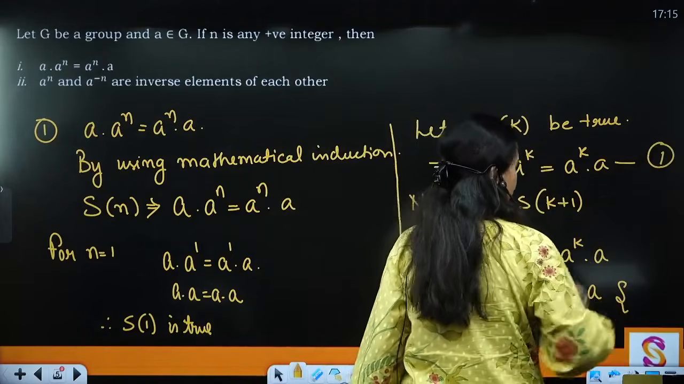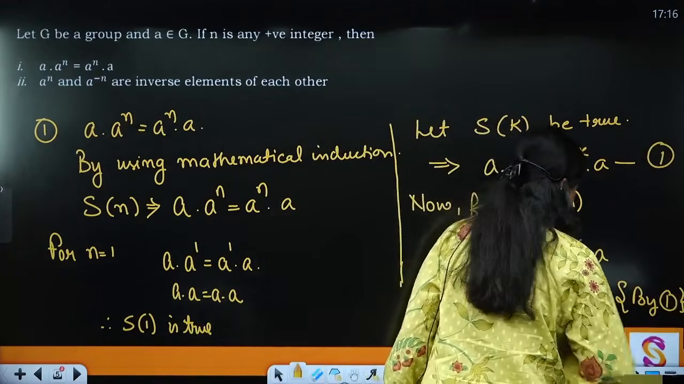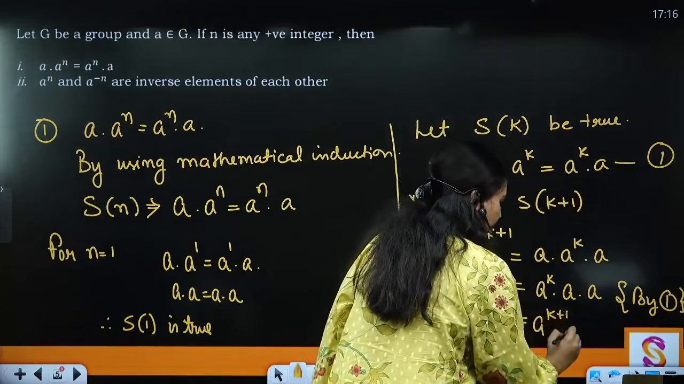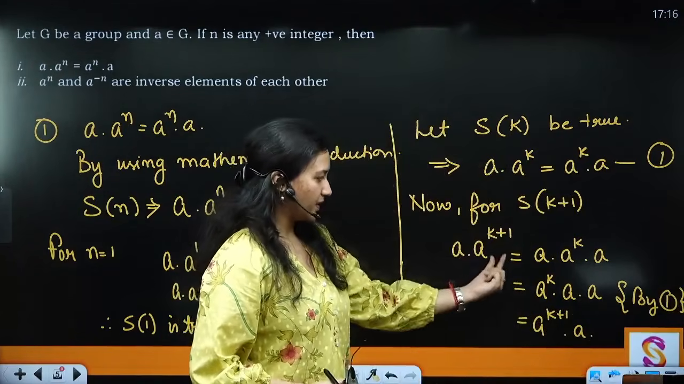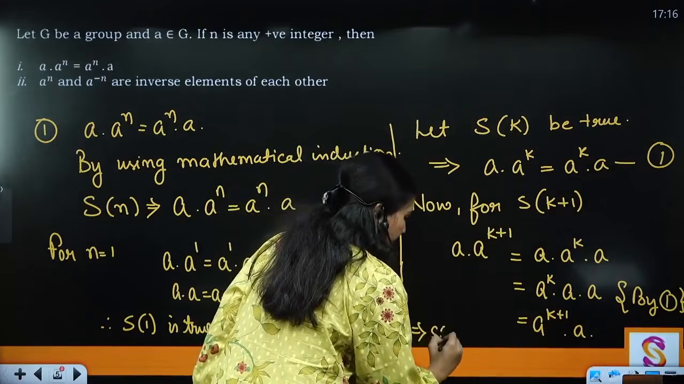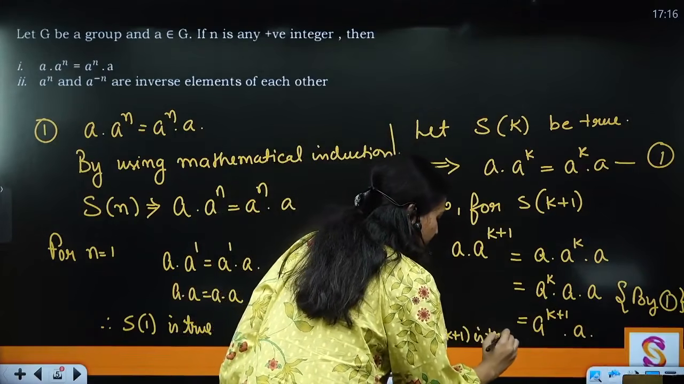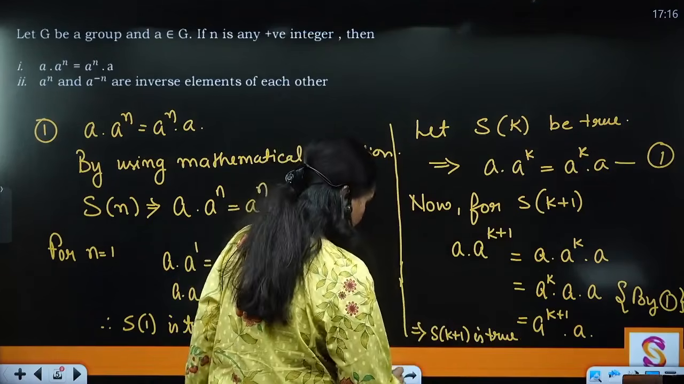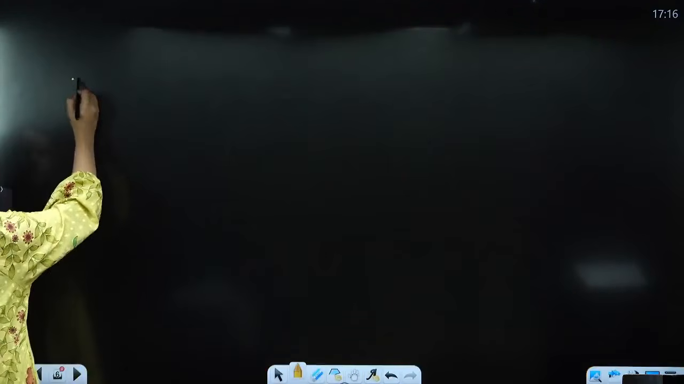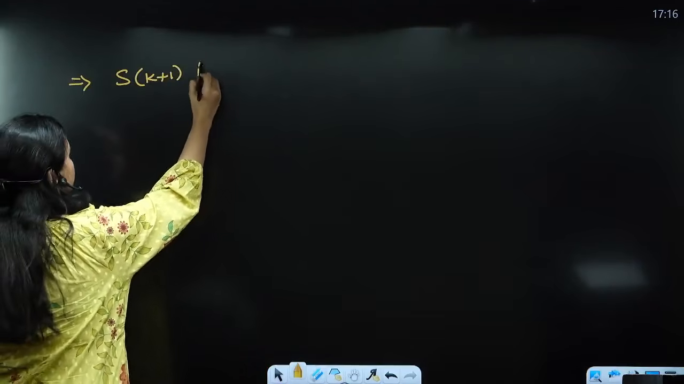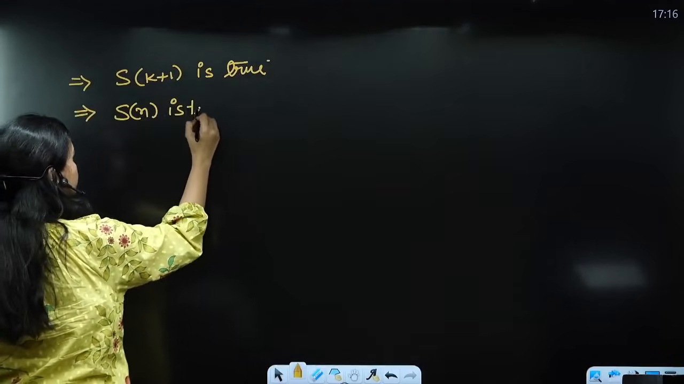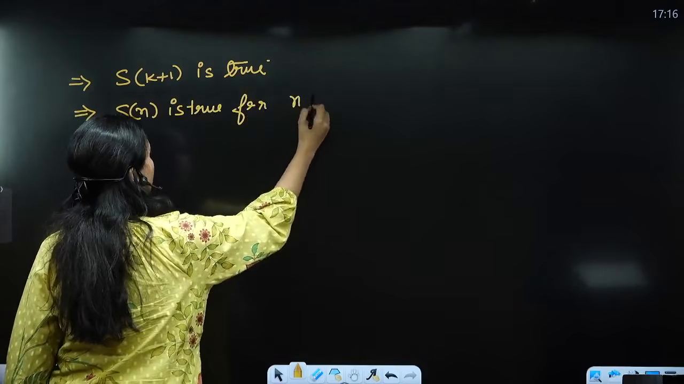if I name this equation as 1, I can say that this is going to be true, and this can be written as A^k plus 1 dot A. So A^(k+1) is equal to A raised to the power k plus 1 is equal to A. So this implies that S(k+1) is also true. Let me write the conclusion in the next page. So this implies that S(k+1) is true, right? So this implies that Sn is true for n belongs to natural numbers.